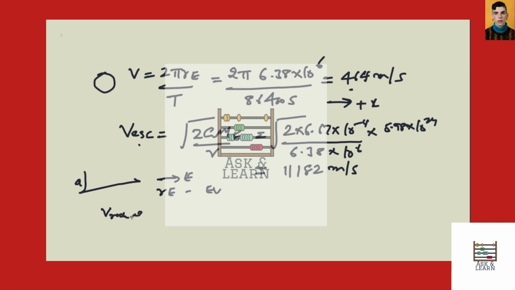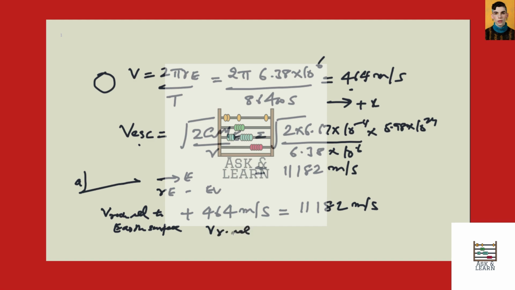So I hope that is clear, which means that the rocket's velocity relative to Earth's surface, plus 464 meters per second, has to actually give you the escape velocity, 11,182 meters per second. So if you solve that, then you will get the velocity of the rocket relative to Earth as approximately 10,700 meters per second. That's the first part of the question.